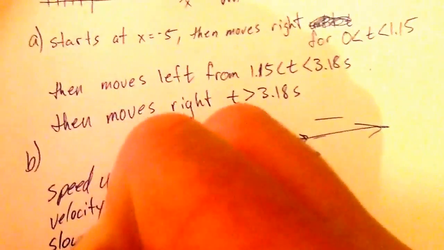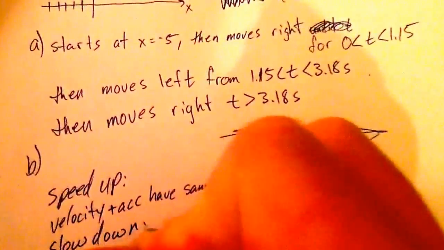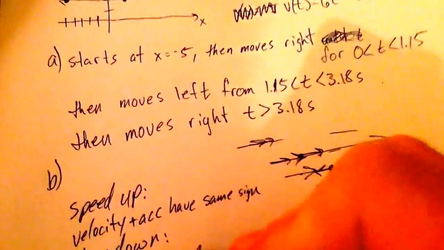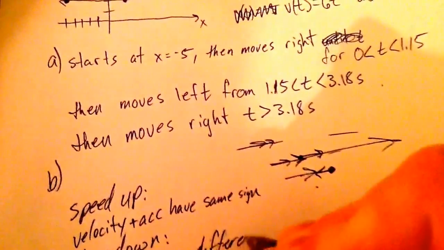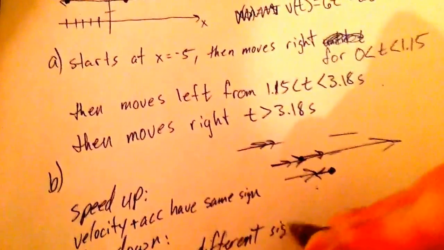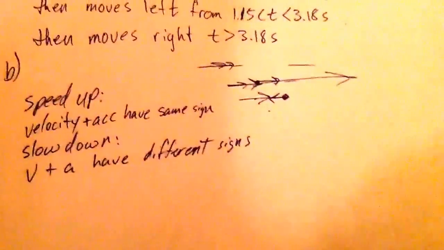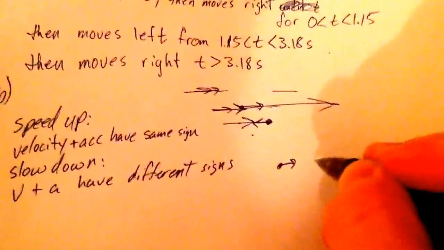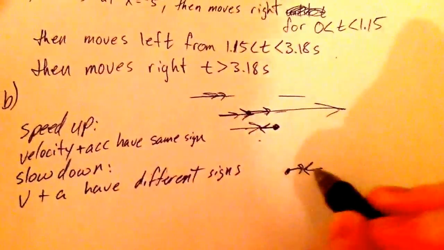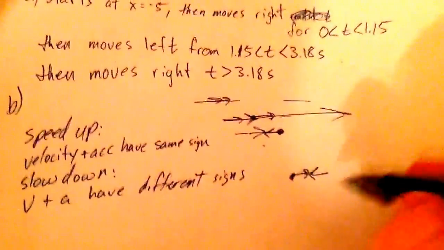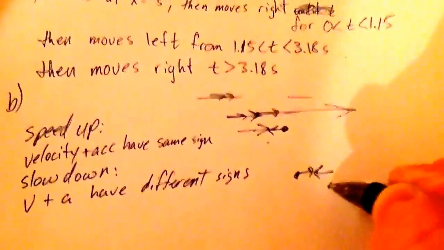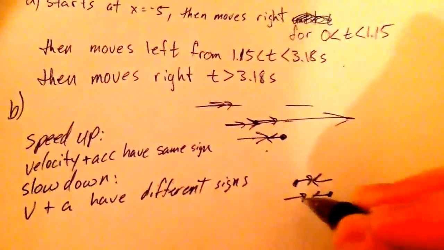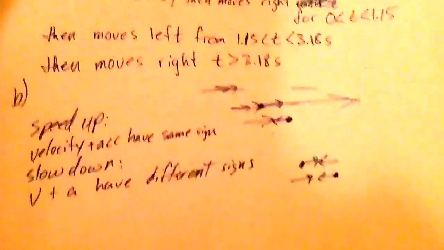Slow down. You've got velocity and acceleration have different signs. So, if velocity is positive, you're moving to the right, and then your acceleration's negative, it's this way, different signs, it's going to make that thing slow down. Or the opposite, if the velocity is negative and the thing's moving this way, and your acceleration is positive, different sign, it's going to make that thing slow down. It's not going to go as fast.